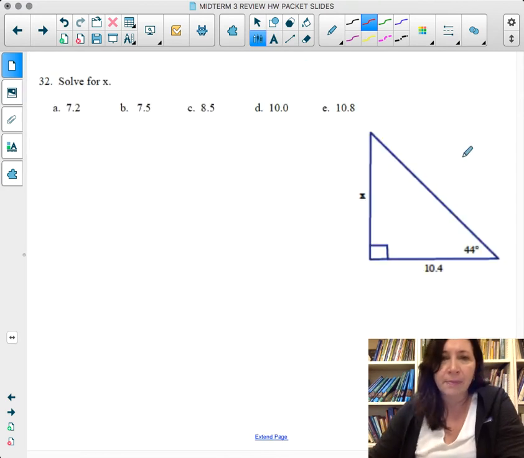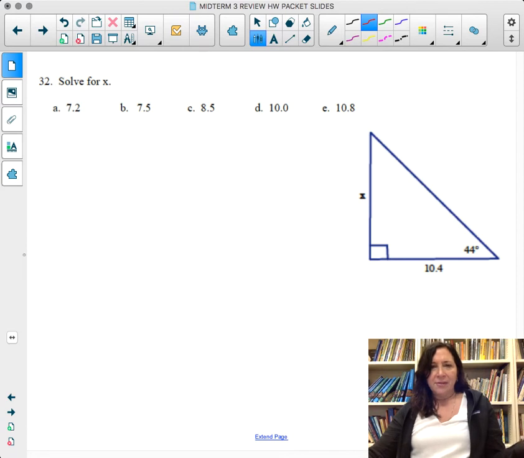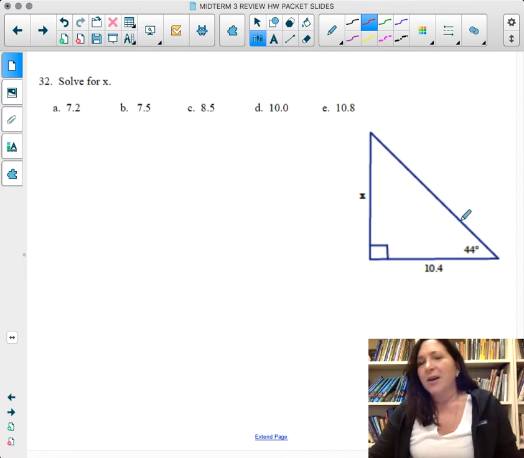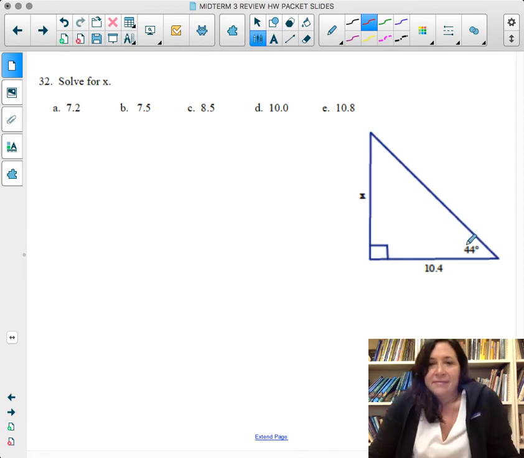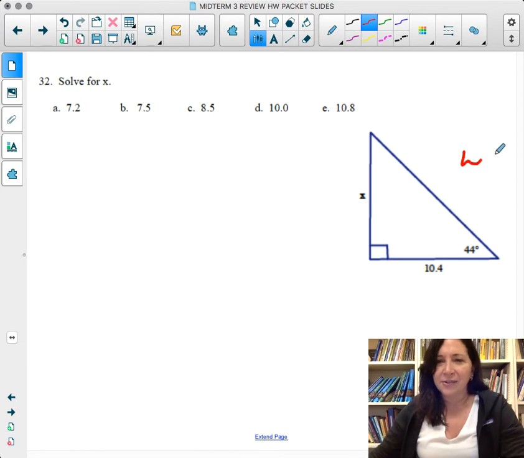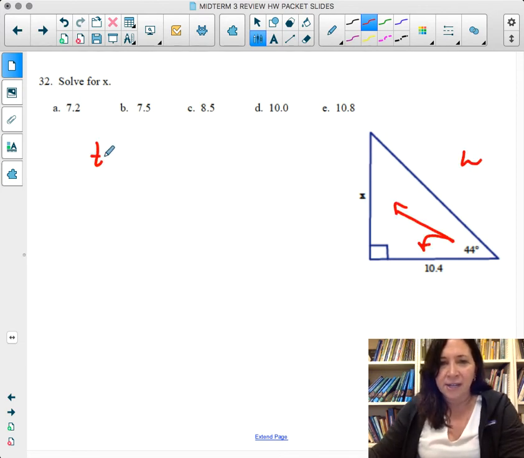All right. Next problem. Solve for x. Oh, boy. Now this one, you don't have a calculator. Oh, all right. So you don't have the hypotenuse. Opposite over adjacent. So you're going to go tangent of 44 is equal to opposite over adjacent.